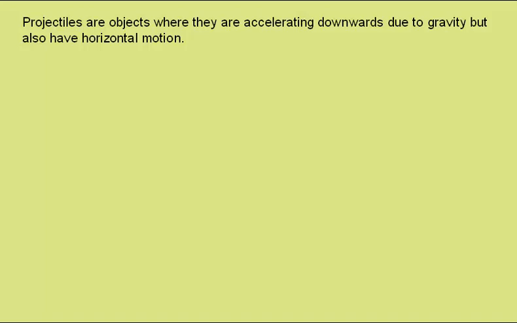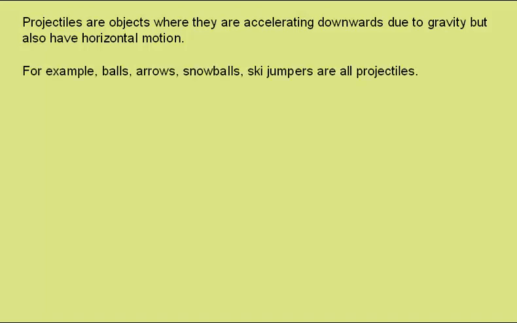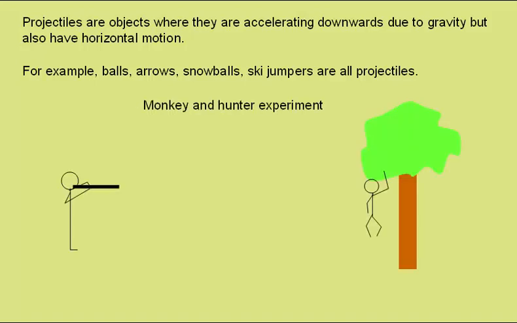Projectiles. Projectiles are objects that are accelerating downwards due to gravity, but also have horizontal motion. For example, balls in tennis, football, etc., arrows, snowballs, and ski jumpers are all projectiles. The monkey and hunter experiment shows us how to deal with projectiles.